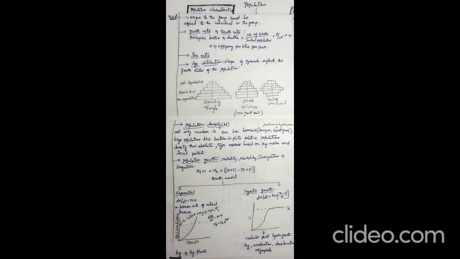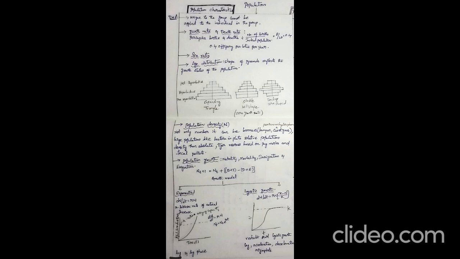You have two types of growth curves. One is exponential, the other one is logistic. Exponential happens when resources are unlimited. Resources are unlimited, that will never happen actually. Exponential is only theoretical; practically it is logistic. That's why we also call it the realistic growth model. Always logistic is the realistic growth model. Exponential happens when resources are unlimited.